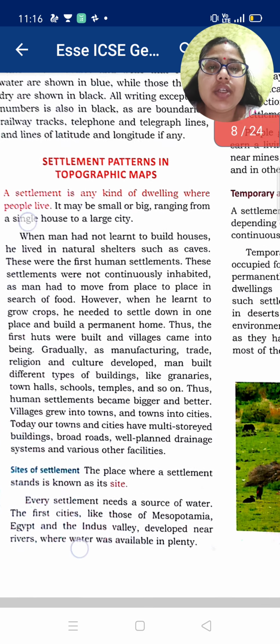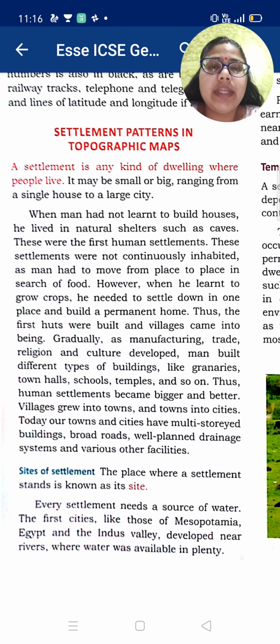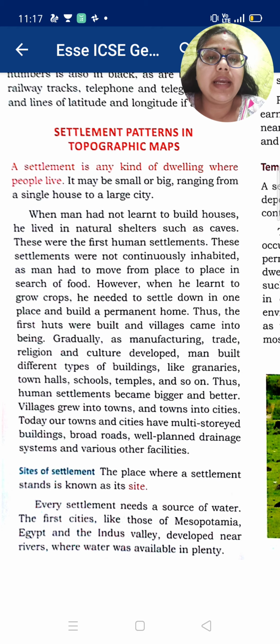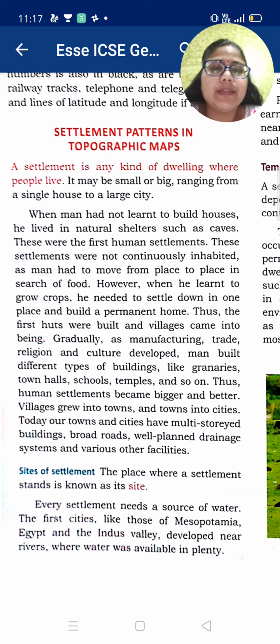Now, the next topic in this is settlement patterns in topographic maps. Now, what is a settlement? A settlement is any kind of dwelling where people live. So, it's a place where people live. Okay, that is called a settlement. Now, it may be small or big, ranging from a single house to a large city. So a settlement can be big, it can be small, ranging from a single house to a large city.